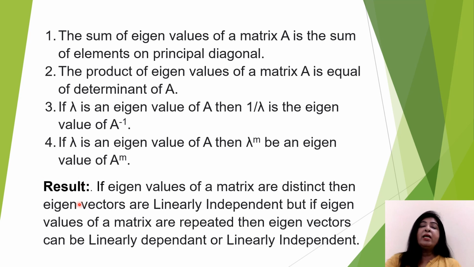Now there is one result. It says that if the eigenvalues of a matrix are distinct, then the eigenvectors are linearly independent. But if eigenvalues are repeated, say lambda equal to 1, 1, 2, where the value of lambda is repeated as 1, 1, then in that case the eigenvectors can be linearly dependent or they can be linearly independent. This is quite an important result.